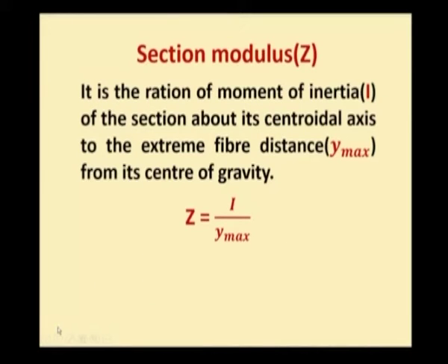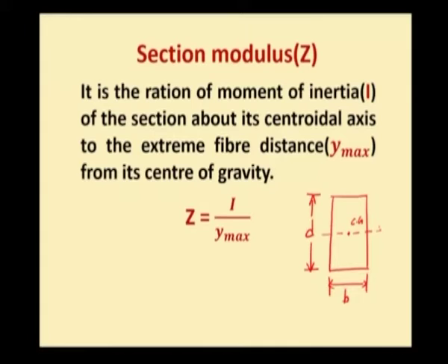Section modulus, it is denoted by the alphabet capital Z. It is the ratio of moment of inertia of the section about its centroidal axis and the extreme fiber distance from its center of gravity or centroidal axis. Now, let us consider a rectangular section of width B and depth equal to D. Now, this is the CG of the rectangular section. The broken line indicates the horizontal centroidal axis passing through the CG.